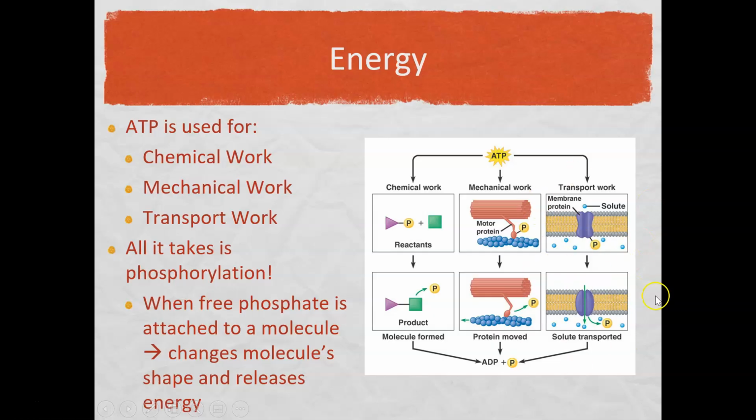And what we're talking about in this unit is this transport work. So adding and removing those phosphates changes proteins in your cell membrane, and that's going to allow us to move things from one side of the membrane to the next. So it's all about that phosphorylation. Adding that phosphate will cause the protein to have one shape. Removing that phosphate will cause the molecule to change shape and to do something else. So that constant shape change allows us to do things.